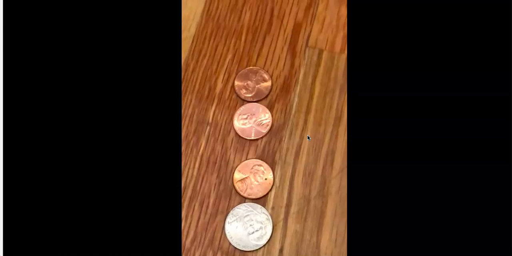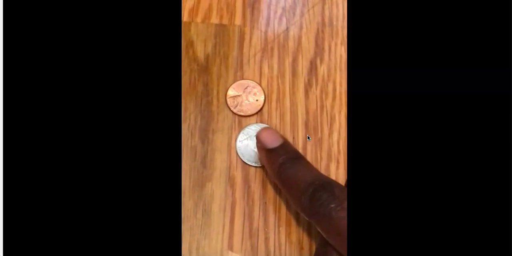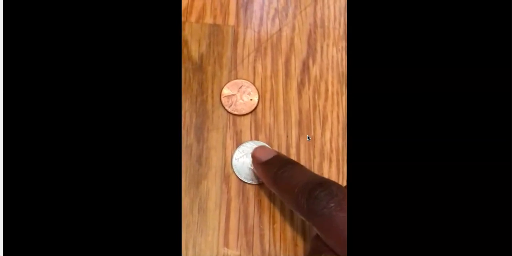Okay, for investigation number 1, we only need 1 penny and 1 nickel, so I'm going to slide over 1 penny and 1 nickel and leave those 2 pennies over to the side. I have my penny and I have my nickel. Now the goal for investigation 1 is for me to move both of these coins without touching the penny. That means I can touch the nickel, but I cannot touch the penny with my finger. So this I can move. Now, I cannot move the penny with my finger, but I can move the nickel. And the goal, remember, is to move both coins.